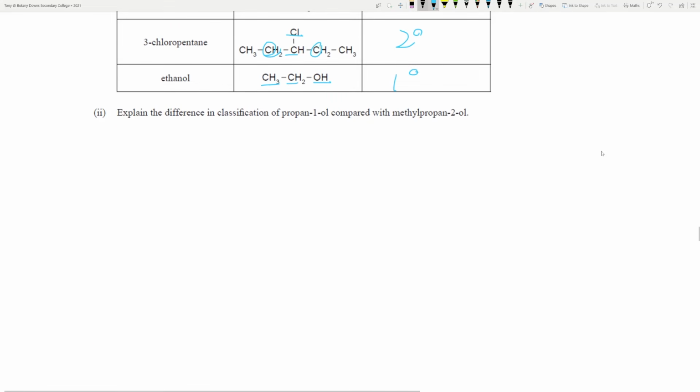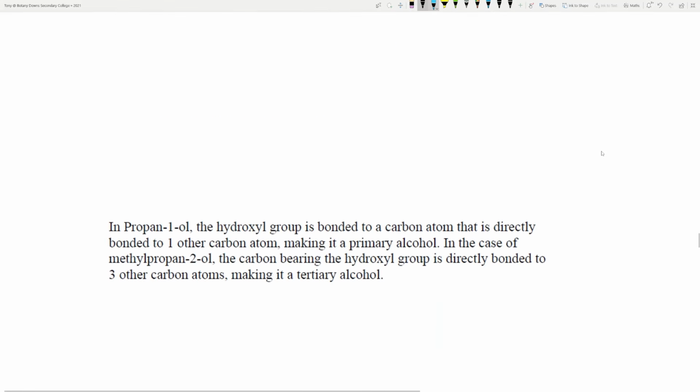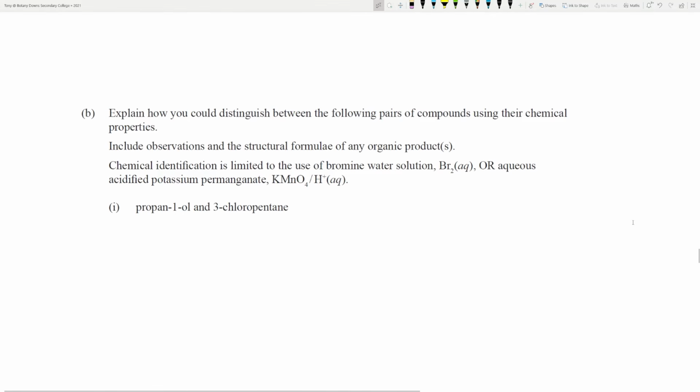The difference in classification is just looking at how many carbons the carbon that's bonding to the OH is bonding to. So you can see here the OH group is bonding to a carbon that's directly bonded to 1 other carbon, so it's primary. And then the hydroxy group bonding to a carbon that's bonding to 3 other carbons, making it tertiary. So it's a very easy thing to do.